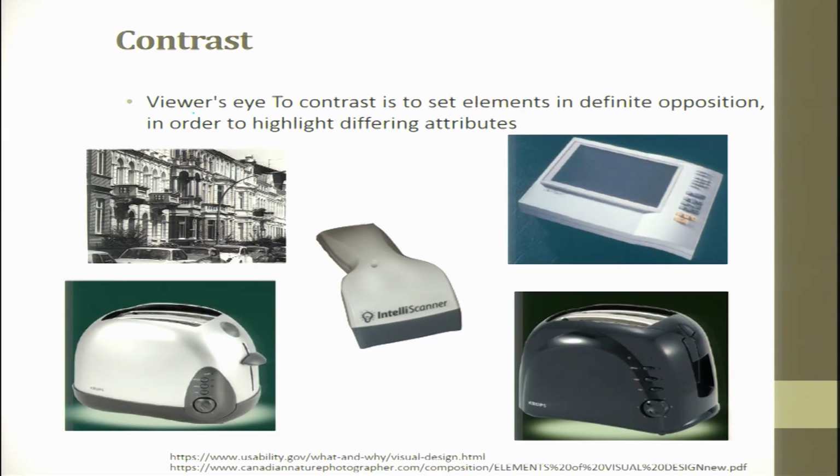Contrast: to set elements in defined opposition in order to highlight different attributes. For example, this is white in color, this is dark in color. So, we see a very clear distinction between white and then along the edges. Same way, this has a green background, this has a white background, a clear contrast difference, and a white background, gray is also there. In a building, you can see where there is an entry, the doors are dark in color.